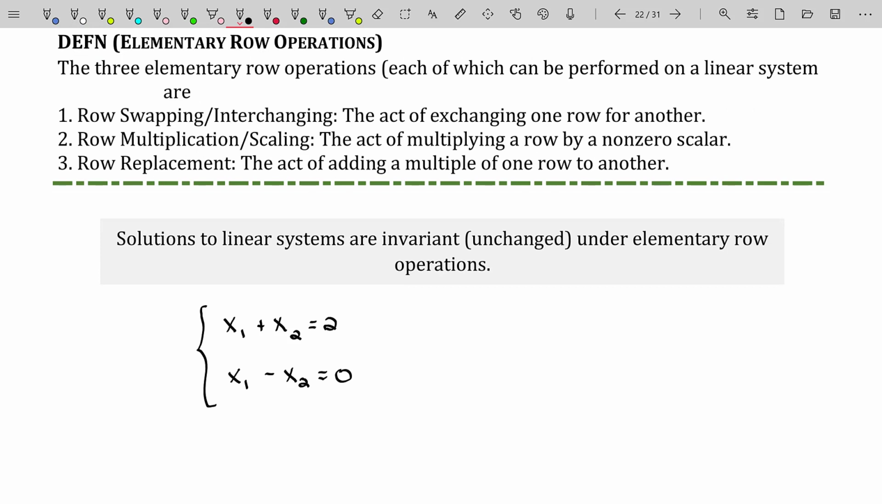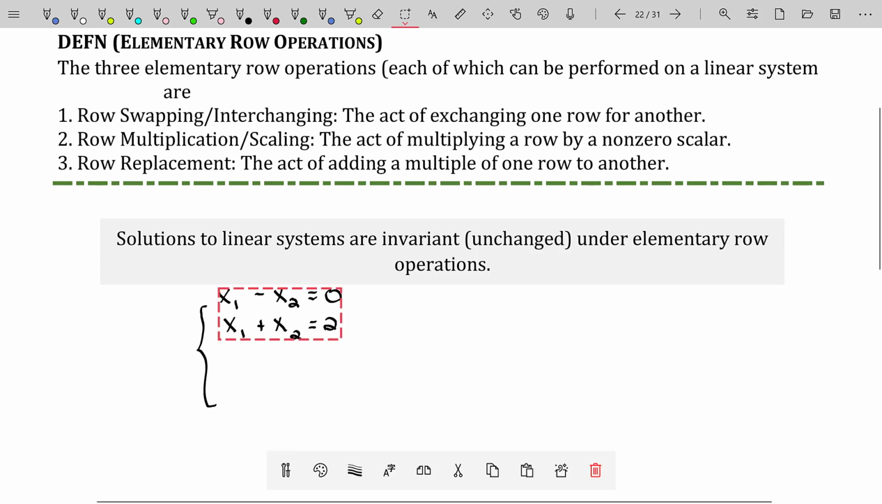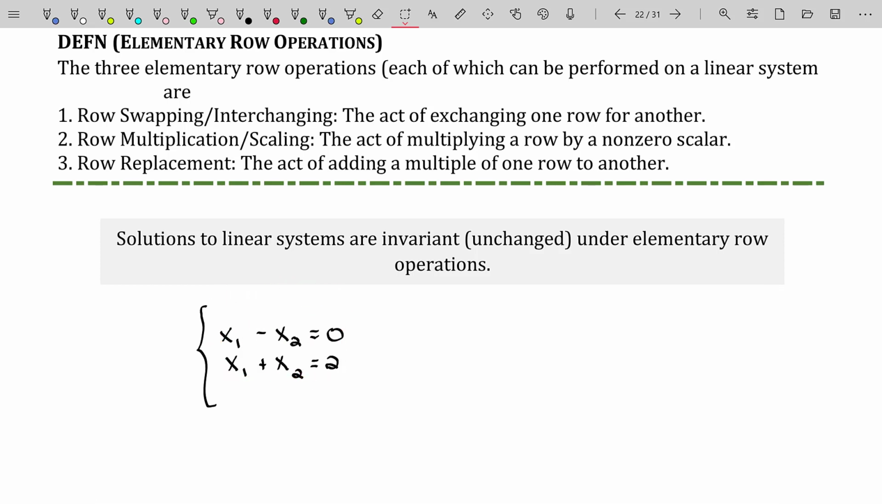By the way, the solution to this is 1, 1. It's very obvious. If you plug in 1 for x1 and 1 for x sub 2, that solves both of those equations. So that's the solution to this linear system. Anyhow, if we swap rows, that should not modify the solution whatsoever. The solution should remain the same even though I swap those two rows. This is also called row interchanging, depending on the author. So this is the act of exchanging one row for another.